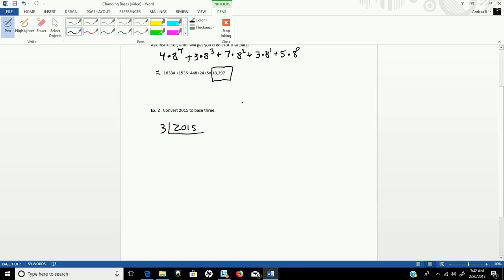So you're always dividing by whatever base you're converting to. Here in this case we're converting to base 3. And whenever you're dividing it out, what we want to do is just write the whole number part underneath there. So if we do 2015 divided by 3, the whole number part of that is 671. Do not write out the decimal points. And then off to the side here, we have to write out what our remainders would be.